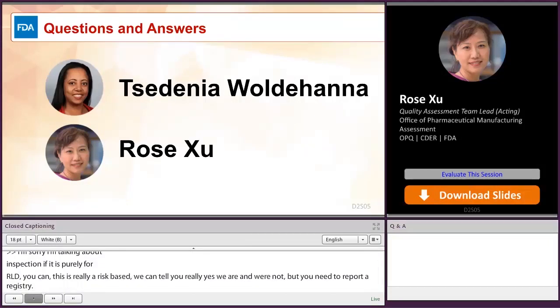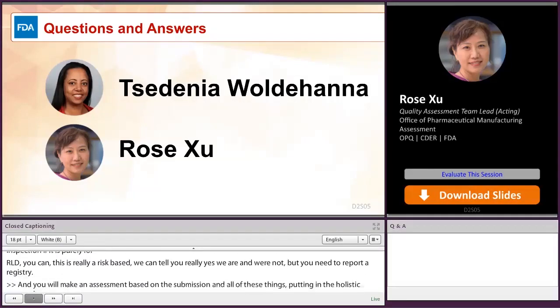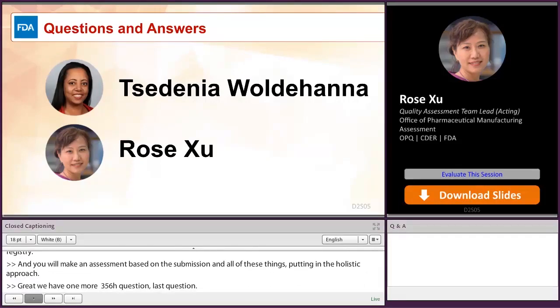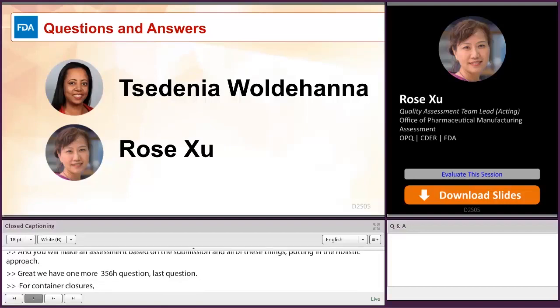Okay, great. We have one more 356H question. This will be our last question. Do testing facilities for excipients and container closures need to be listed in the 356H form and Module 3 or not? They have to be listed in Module 3, but not 356H.